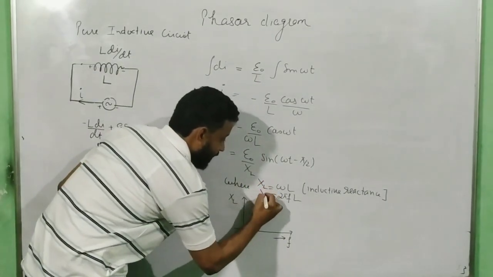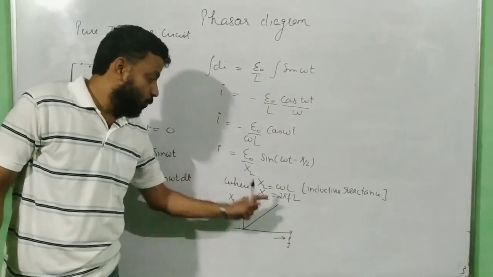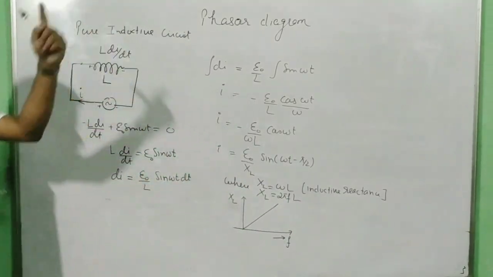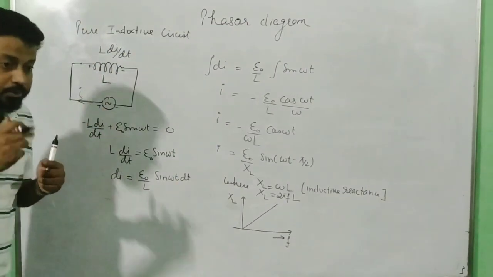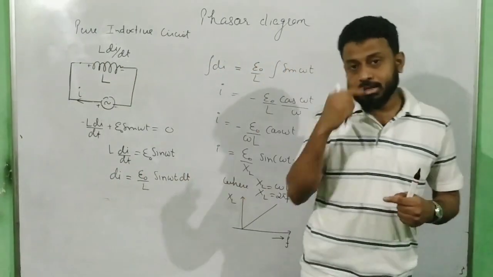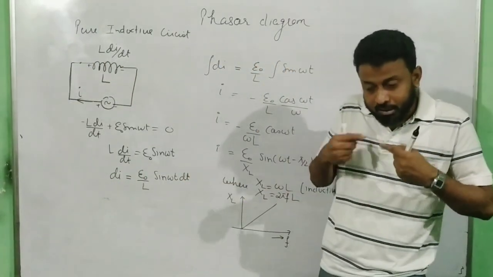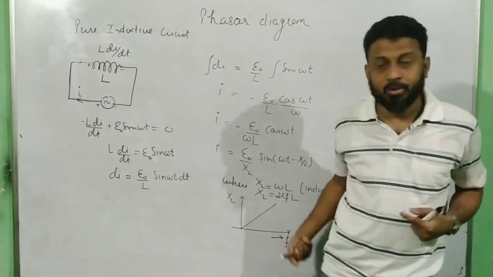XL equal to omega L, and therefore XL equal to 2 pi f into L, directly proportional. What does it mean? Let's try to understand. As you increase the frequency, what is happening here? The frequency means it is completing more number of cycles in 1 second. Am I right? That means the current is changing its direction more frequently.